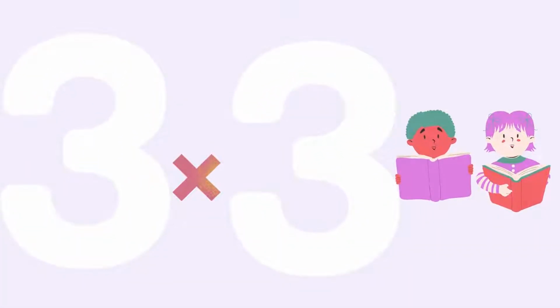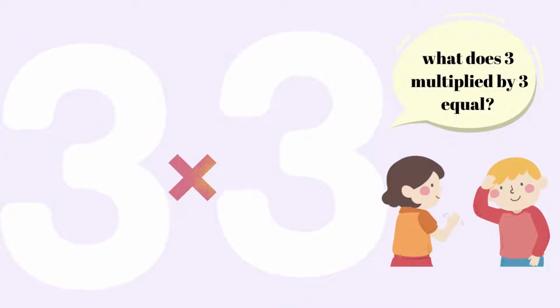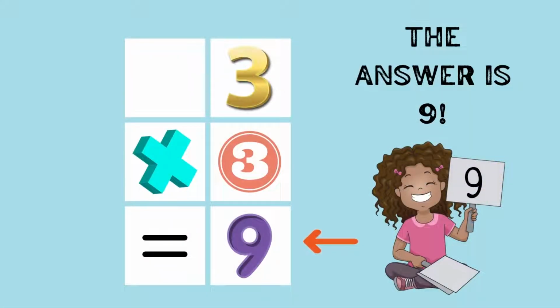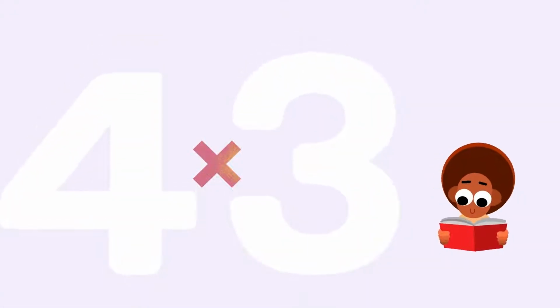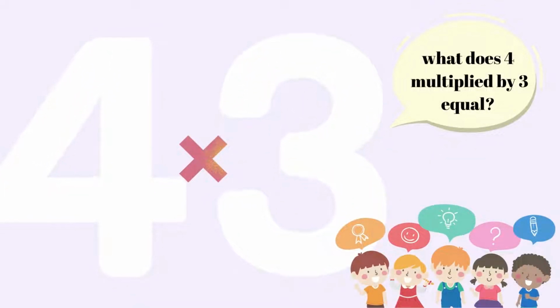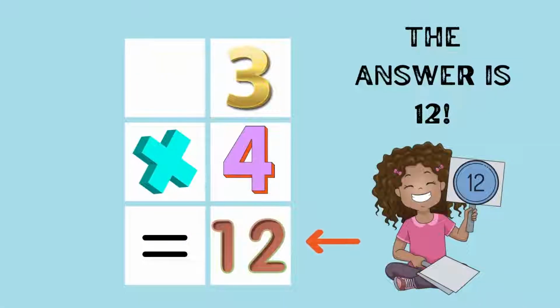3 times 3. What does 3 multiplied by 3 equal? The answer is 9. 3 times 3 is 9. Good job, 9. 4 times 3. What does 4 multiplied by 3 equal? The answer is 12. 3 times 4 is 12.